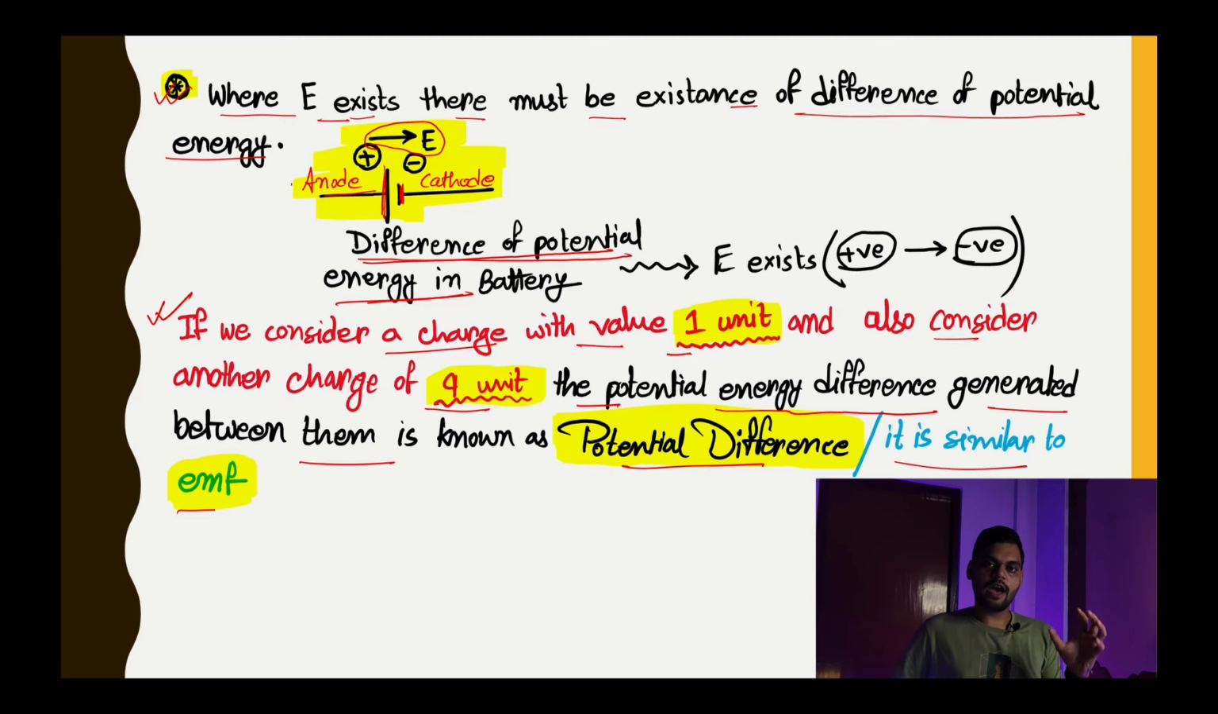So whenever we have a q valued charge and a 1 unit charge, we can consider the potential energy of the whole system as potential difference or voltage difference. You can say it as EMF also, though EMF is a little bit different, but you can consider it the same because the quantity is kind of similar. Okay, so let's move forward.